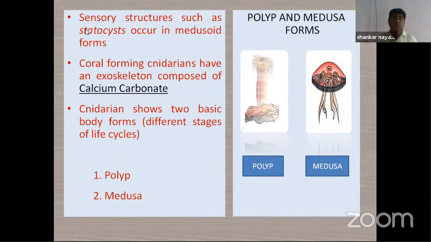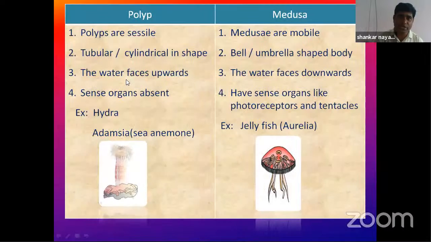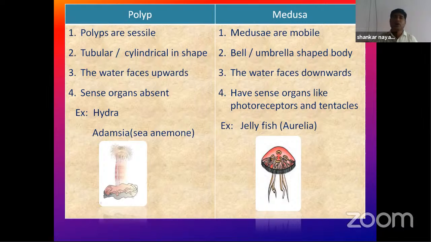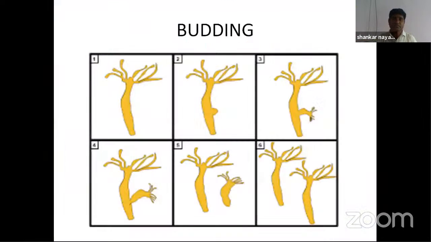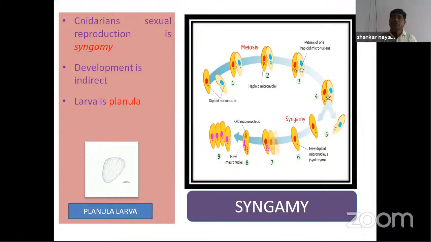And having statocysts is important from the examination point of view, try to remember. When it is in medusoid form, we can find statocysts. Statocysts are sensory cells. Coral-forming cnidarians are made up of calcium carbonate. This is also important for examination. The differences between polyp and medusa are important for us. Common characters of Cnidarians and salient features of Cnidarians are very important.